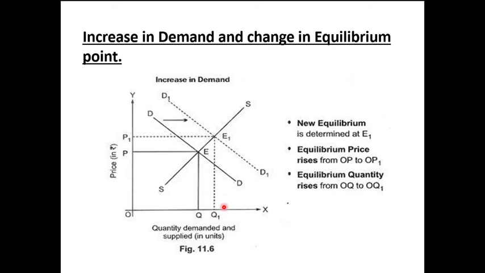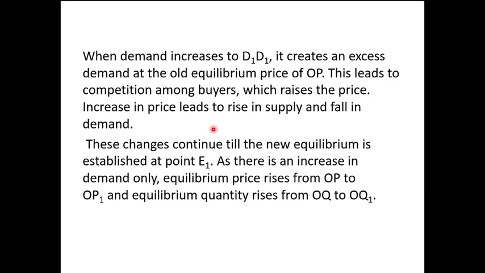So remember, the equilibrium point is a point where demand and supply intersect each other. When demand increases, the demand curve moves rightward. Remember, it moves to the right side. When the demand curve shifts from one place to another, definitely there will be a change in equilibrium. So when demand increases, the equilibrium point shifts from OE to OE1. So this is the observation of the graph.